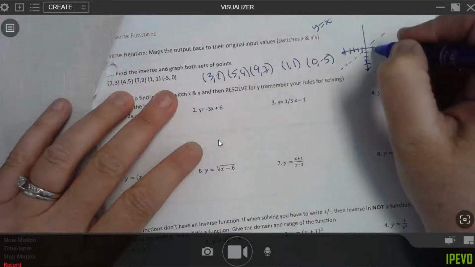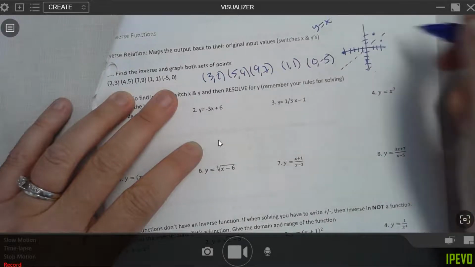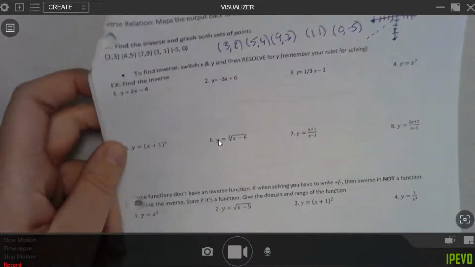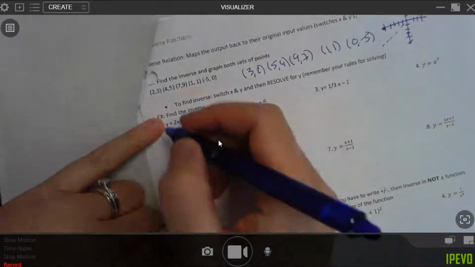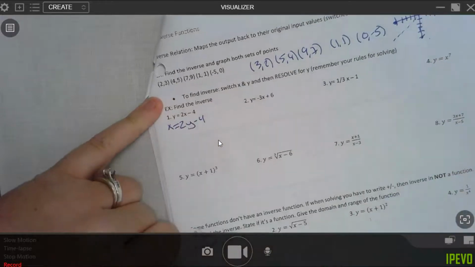So if I do like 2, 3, and 3, 2, see how it looks like a reflection over that line. So that's what it is. In order to solve these algebraically, you're going to switch your x and y and just resolve for y. So switch your x and y, and I'll get y by itself.